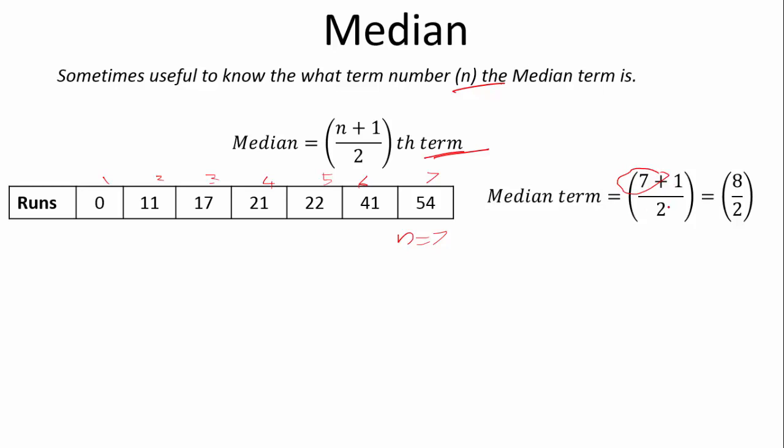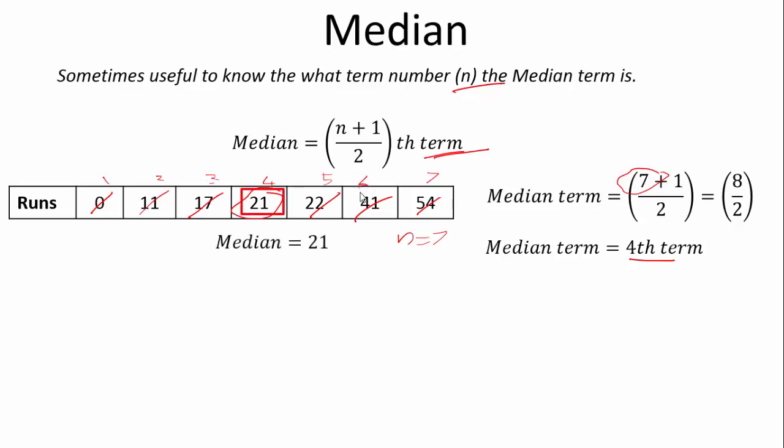We do n plus 1 divided by 2. We get 8 divided by 2. And that is our 4th term. Let's just check that. We cancel out the first, cancel out the last. Cancel out the first, cancel out the last. Cancel out the first, cancel out. There we have it. Our median is our 4th term.